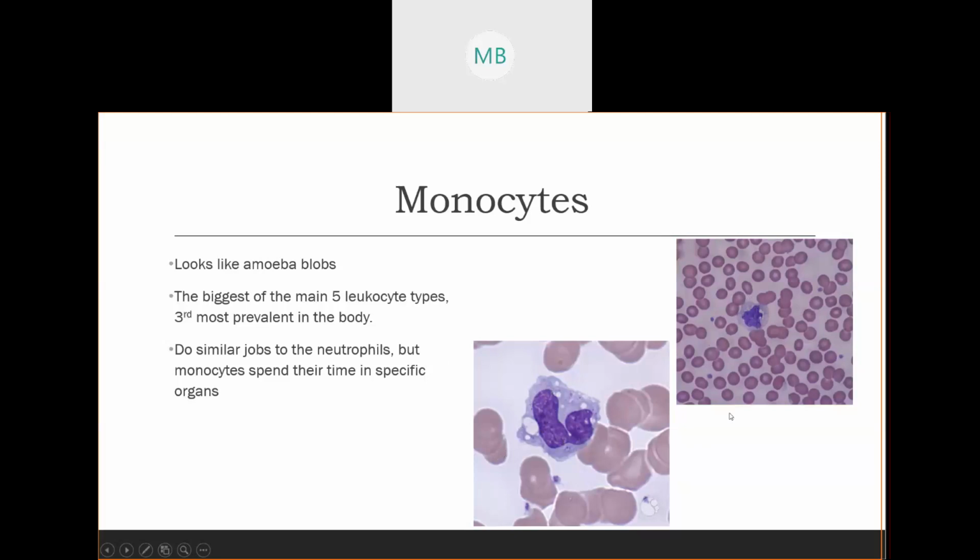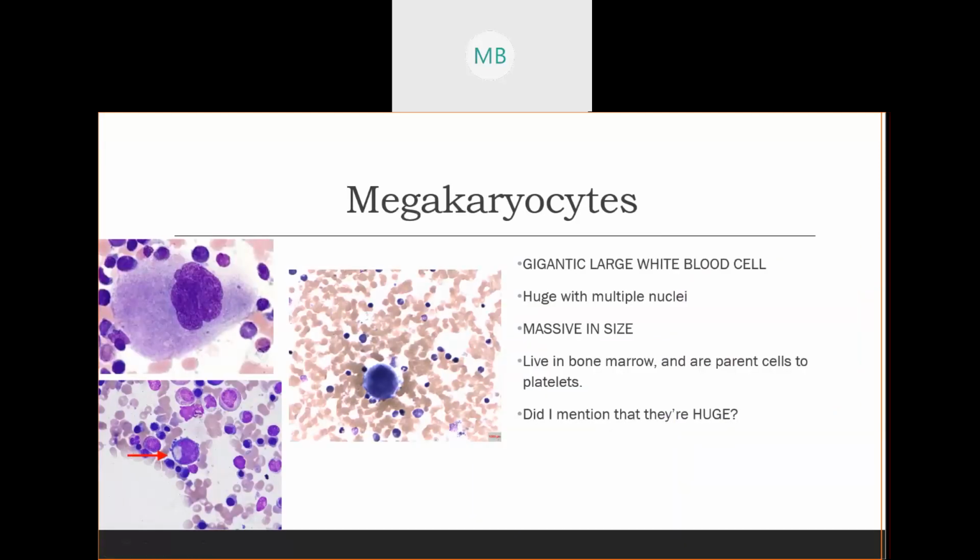Right? Now, if we're going to talk about the biggest leukocyte that you guys need to know, that would be a megakaryocyte. Mega means massive or big. Cyte is cell. Karyo means nucleus, or refers to the nucleus. So a megakaryocyte is a gigantic, large white blood cell, and it's huge and has multiple nuclei. Did I mention it was massive in size?